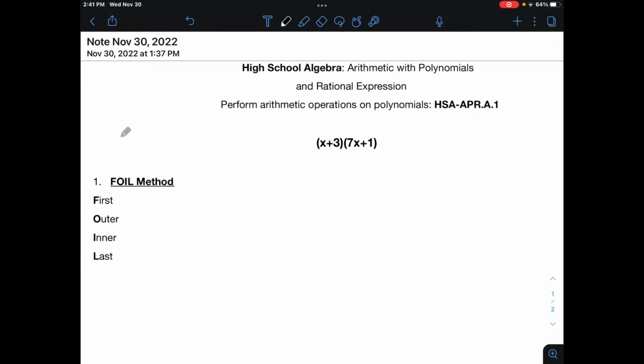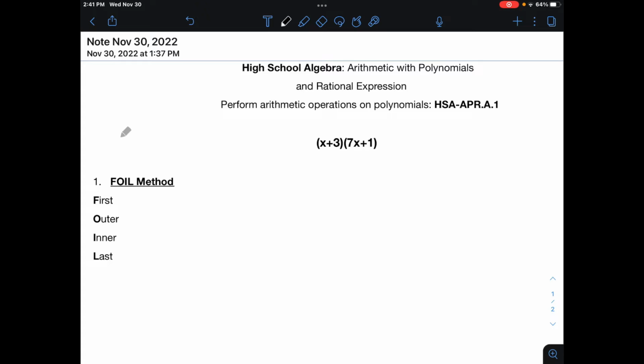HSA-APR.A.1. But believe me, it's much more interesting than it sounds. And this is high school algebra. The target grade level is 9th grade. So we will be multiplying binomials, as you can see here, right in the center. That's what we'll be working with.